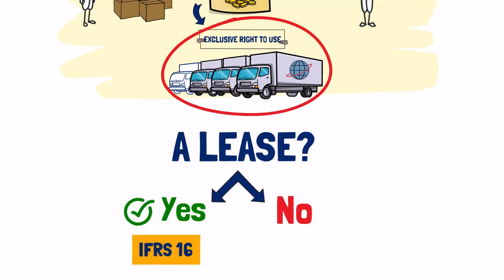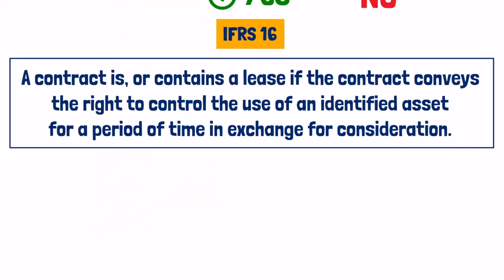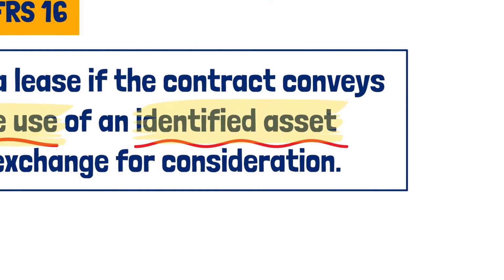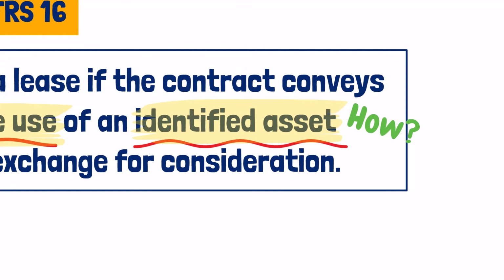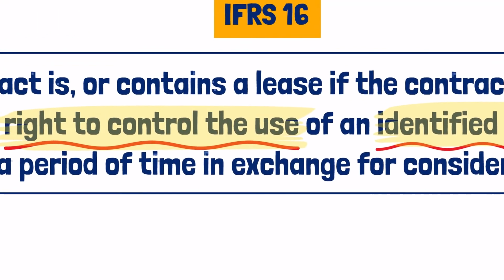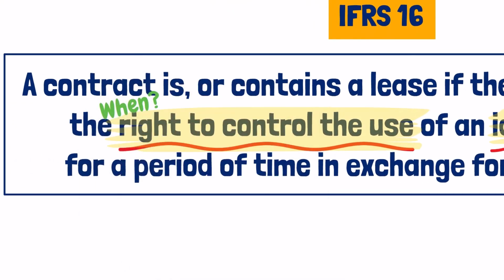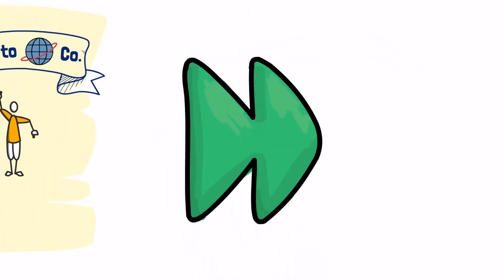IFRS 16 states that a contract is, or contains, a lease if the contract conveys the right to control the use of an identified asset for a period of time, in exchange for consideration. In this section you will learn how an asset is identified, and when the customer has the right to control its use. So, let us proceed to the following lecture.